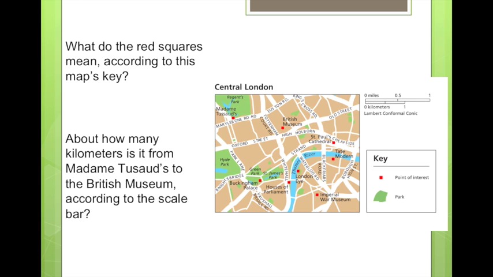All right, so if you look at the key, what do the red squares mean according to this map's key? You need to write that down on your paper. Also, about how many kilometers is it from Madame Tussauds to the British Museum according to the scale bar? You can just take your fingers and use a guesstimate. Make sure that you're going kilometers and not miles.